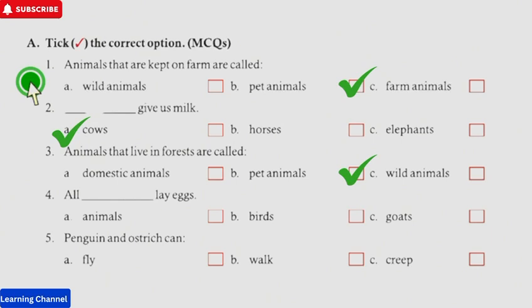All dash lay eggs. A. Animals, B. Birds, C. Goats. The answer is B. Birds. Penguin and ostrich can A. Fly, B. Walk, C. Creep. The answer is B, walk.